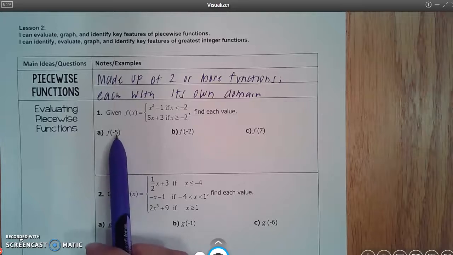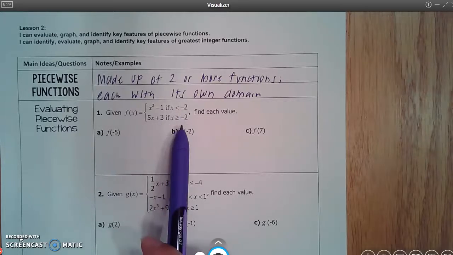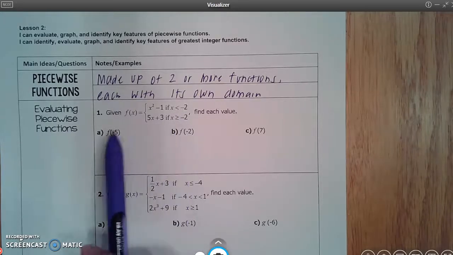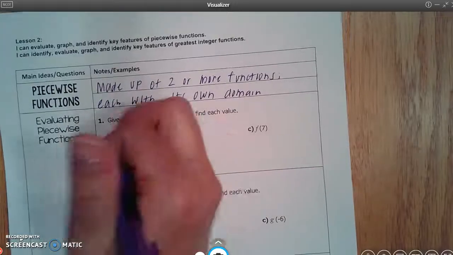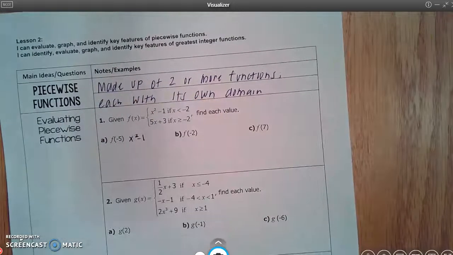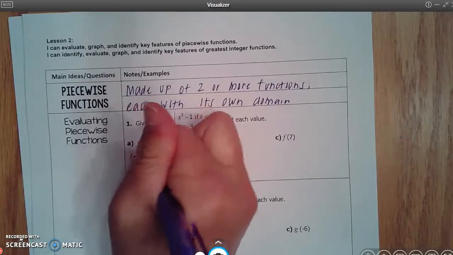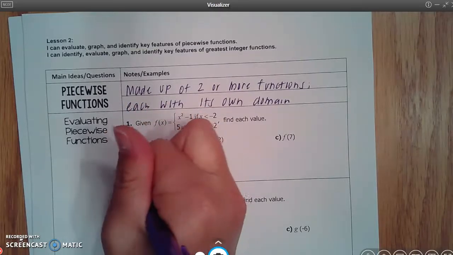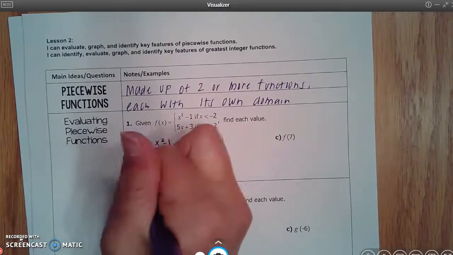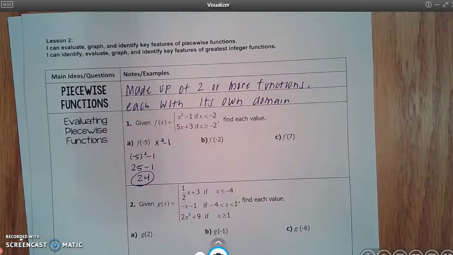I'm going to start by looking at negative 5. Is negative 5 less than negative 2, or is it greater than or equal to negative 2? Negative 5 is less than that, so I'm going to plug it into the x squared minus 1 equation and then simplify. I'm going to plug in negative 5 anywhere I see an x. Negative 5 squared is 25, and 25 minus 1 is 24.